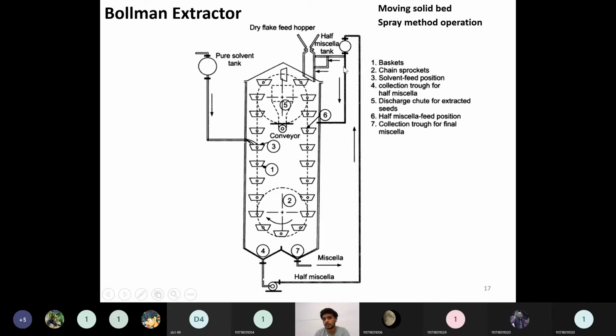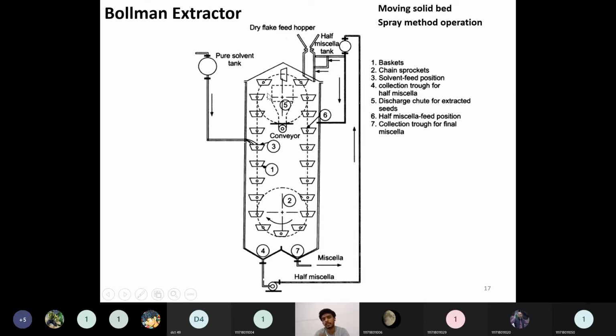Then after the storage, it will be sprayed onto the next baskets on the left side. As this dilute amount of oil in pure solvent, called half micellar, is contacted with the fresh solid, the maximum amount of oil will be leached out from the solid seeds. That is the concentrated solution of oil in solvent, which is also called micellar. To some extent, small tiny particles or fine particles of solids will also be there in this micellar.